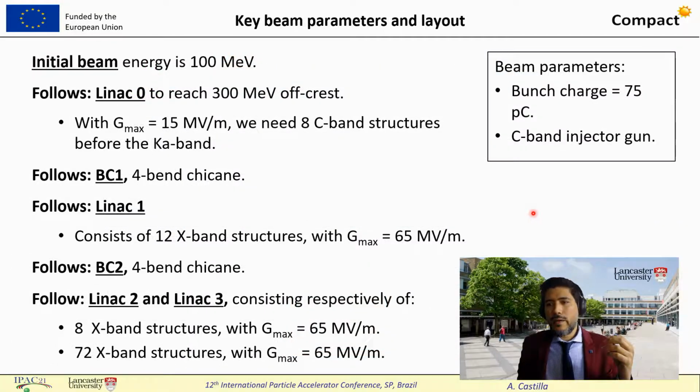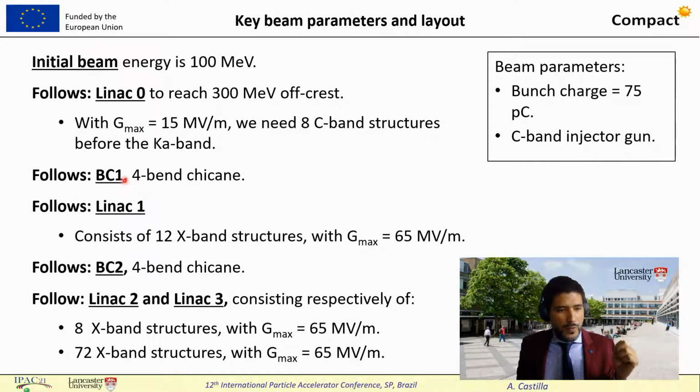Looking at the key beam parameters, we have 75 picocoulomb charge for our bunches. Our initial beam energy is 100 MeV coming out of the C-band gun. Then after our C-band injector, LINAC 0, we will have 300 MeV. Remember that this LINAC runs off crest. This is to have the chirp on the energy for the bunches. And you can see it's composed of 8 C-band structures.